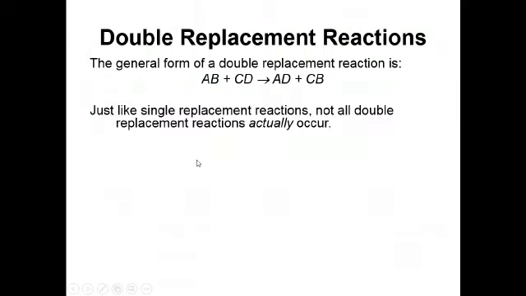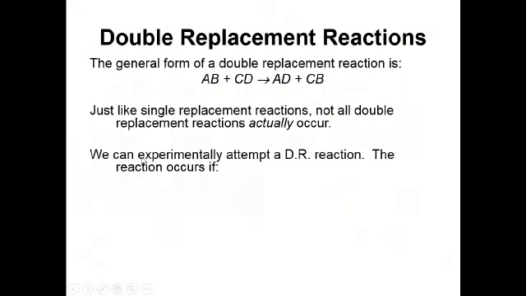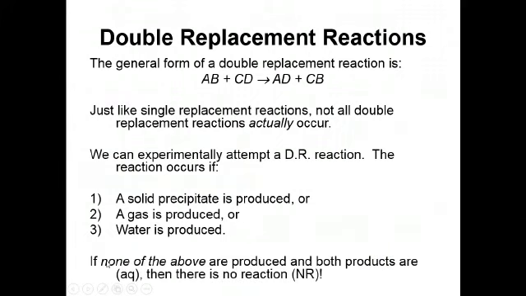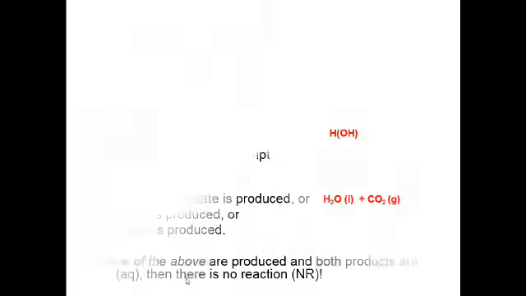Just like single replacement reactions, not all double replacement reactions actually occur. We can experimentally attempt a double replacement reaction. The reaction occurs if a solid precipitate is produced, or a gas is produced, or water is produced. If none of the above are produced and both products are aqueous, then there is no reaction.